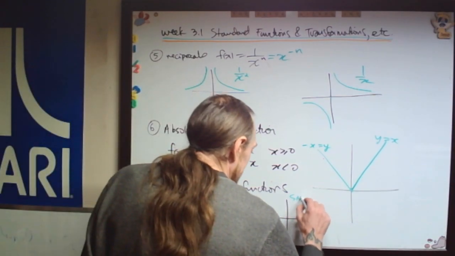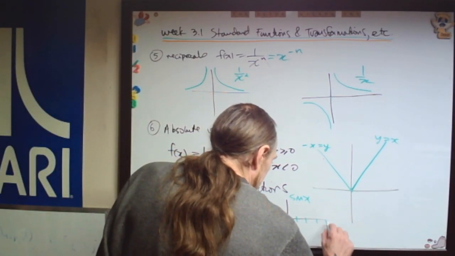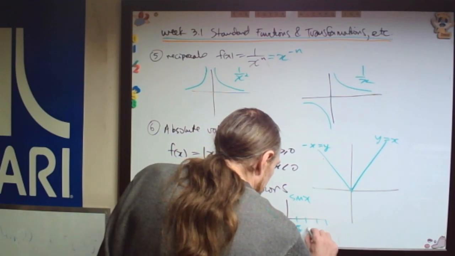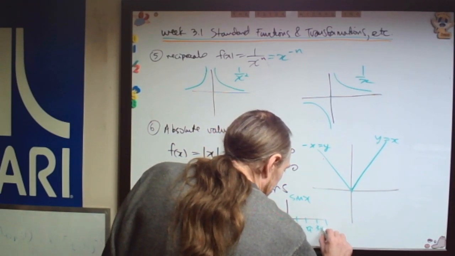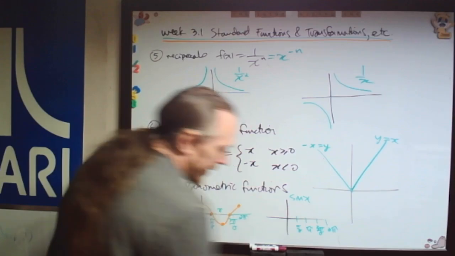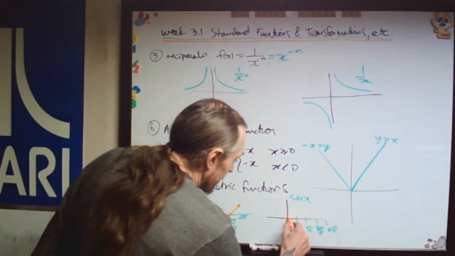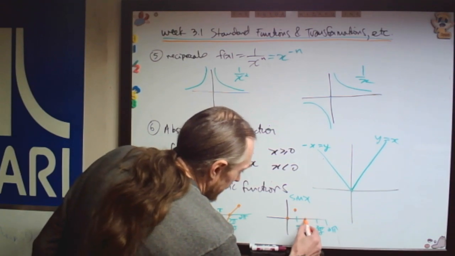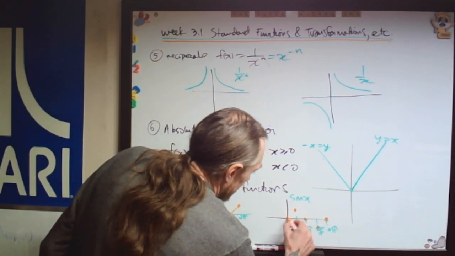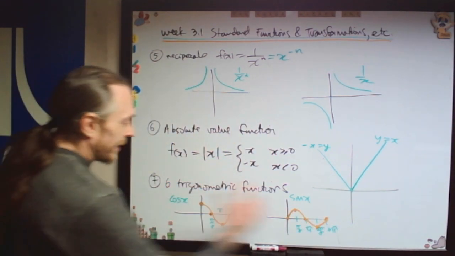Sine x will have the same main points: pi over 2, pi, 3 pi over 2, and 2 pi. We're going to use unit circle values to calculate these things. Sine of 0 is 0. At pi over 2 it's 1, then 0, negative 1, 0. So then we get sine. And then we can copy it back and forth.